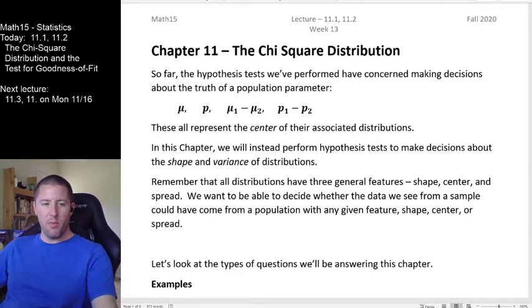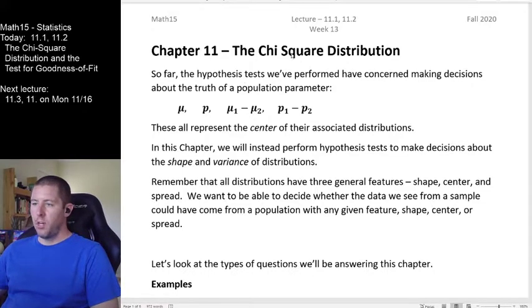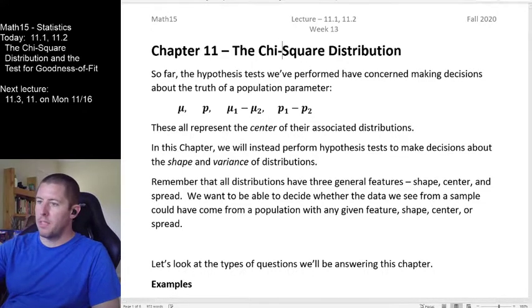We are here at the beginning of week 13. This week, we're going to discuss the chi-square distribution, and we're going to look at the series of tests that are associated with this guy.